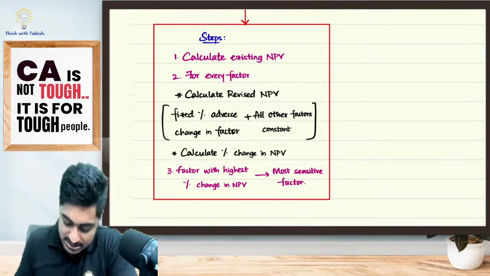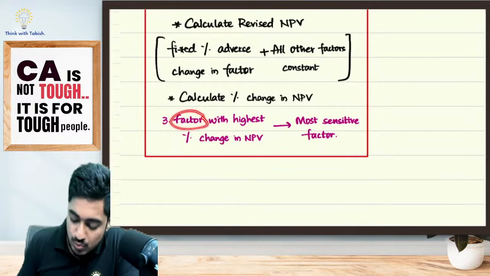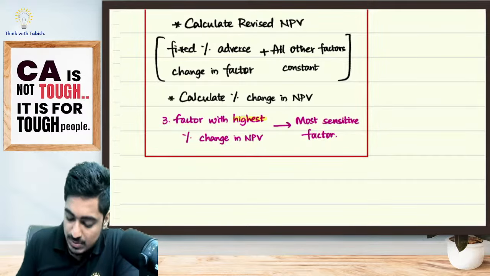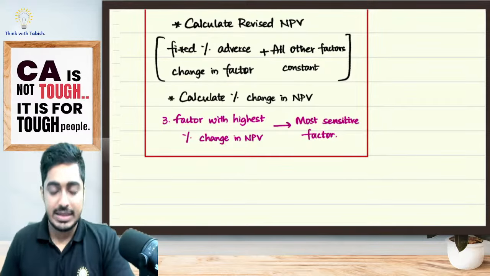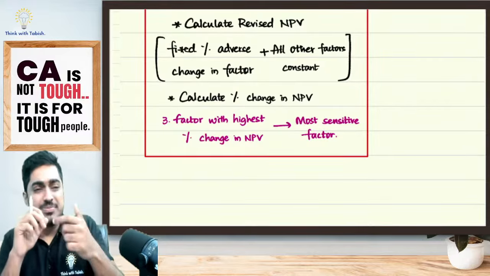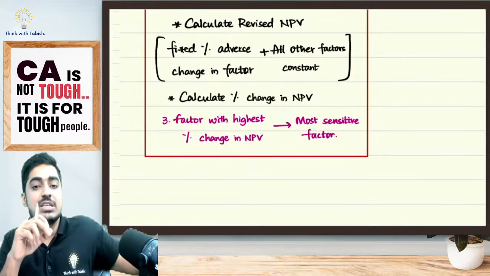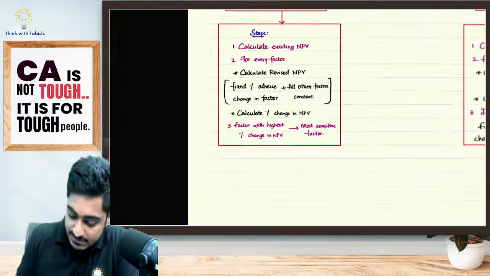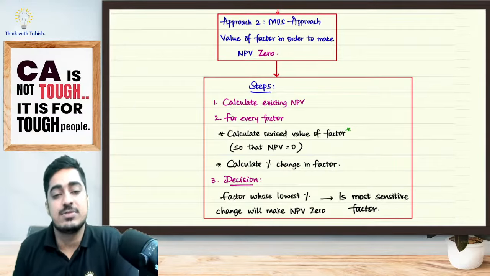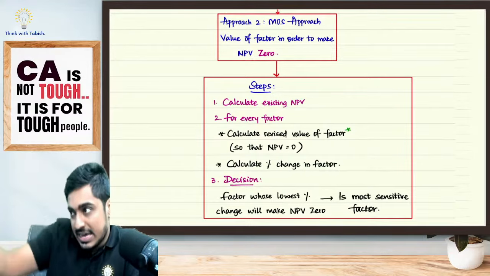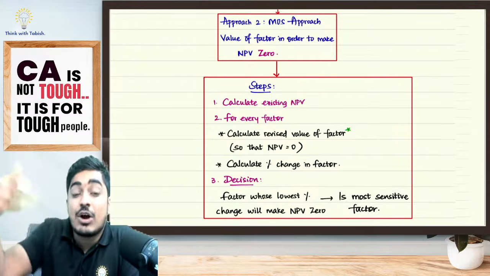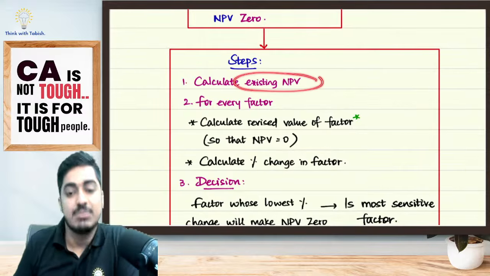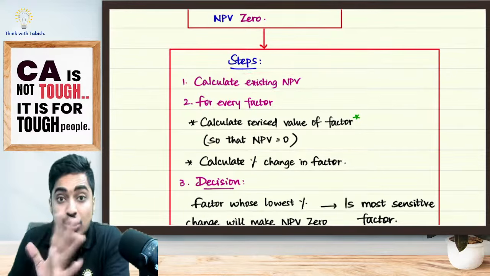Now decision making, yes, the factor with the highest percentage change in NPV. Here the highest percentage change is going to be my most sensitive factor. If my every factor changes by 10% adversely, my cash flow is changing by 80%. That is the most sensitive. Is this clear, everyone? Okay, sir. Second is margin of safety approach. That is, I want to make my NPV come close to zero. For that, by how much can my factor change. Okay. So again, step one is I will calculate existing NPV. Now second, I don't want to calculate NPV.